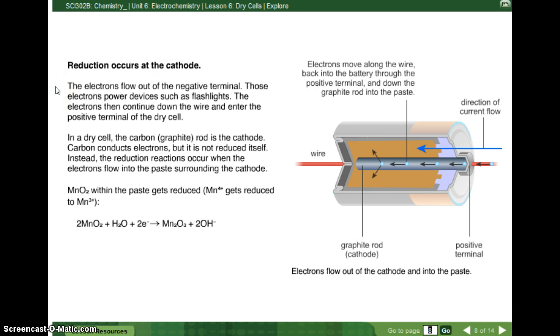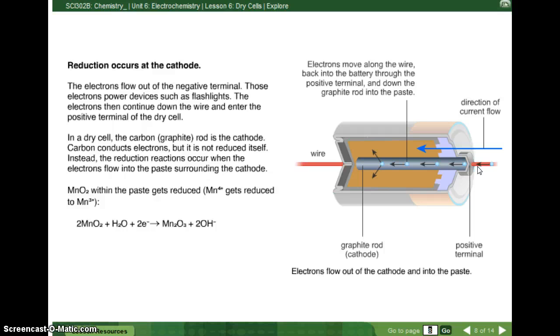Reduction occurs at the cathode. The electrons, remember again, flow out of the negative terminal. Those electrons power devices such as flashlights. The electrons then continue down the wire and enter the positive terminal, or in this case they go around, and they enter the positive terminal of the dry cell. In a dry cell, the carbon graphite rod is the cathode.